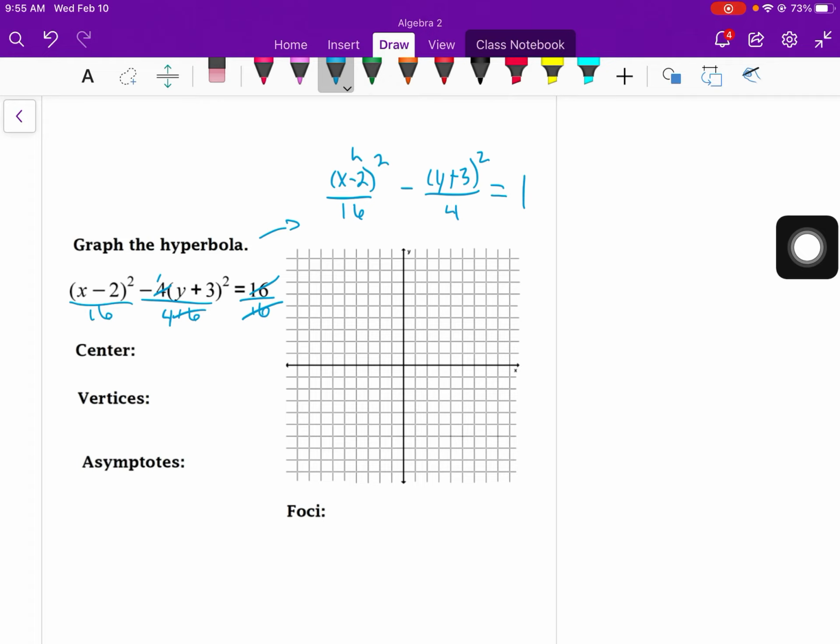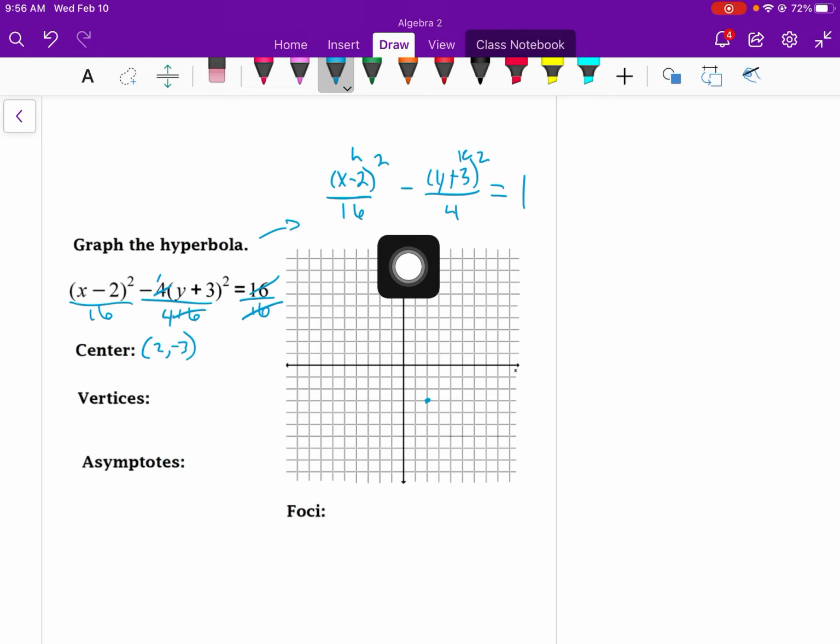Now we want to find the center. Again, (h, k) goes with x and y, so we have an h and a k. Our center is going to be (2, negative 3). So (2, negative 3) is right there.